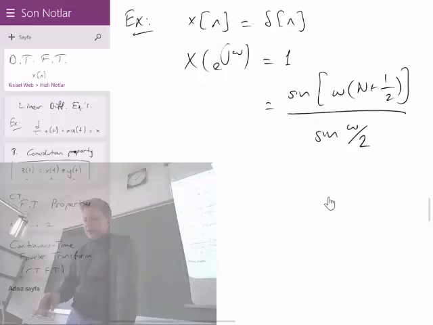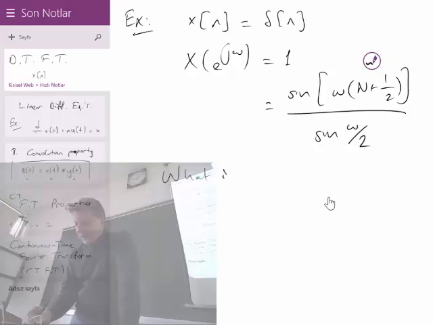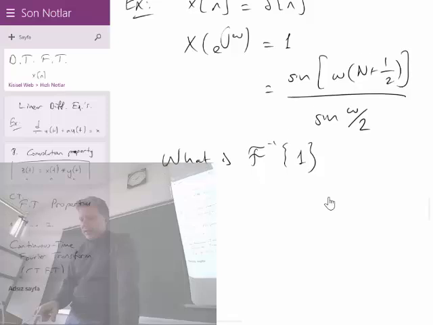Now, an interesting consequence that you may derive from here is the inverse Fourier transform of it. So the question is now, what is the inverse discrete time Fourier transform of 1? Are we able to obtain the impulse?